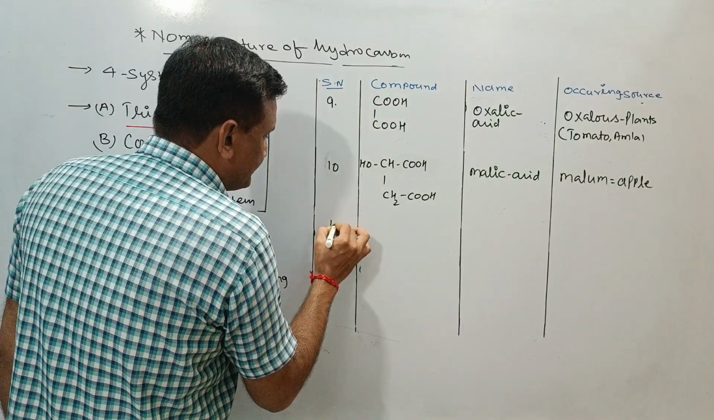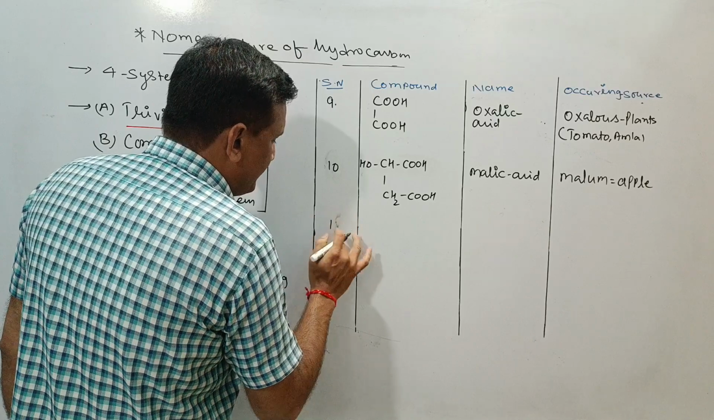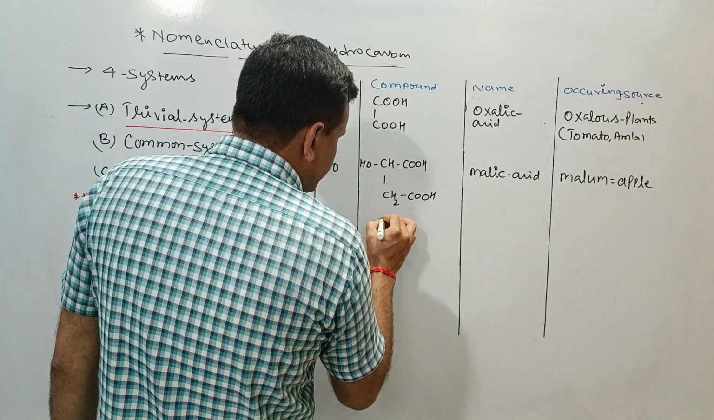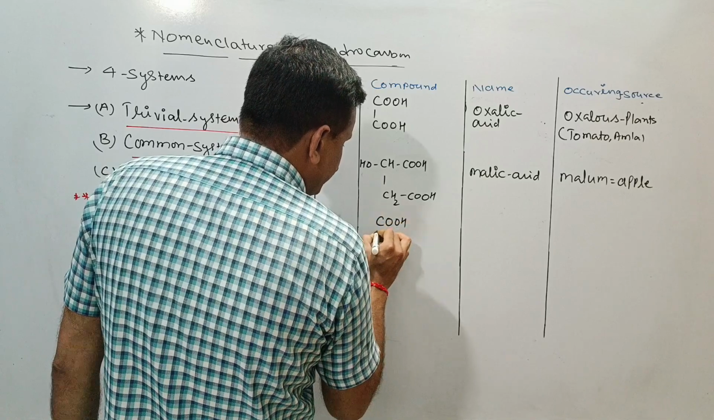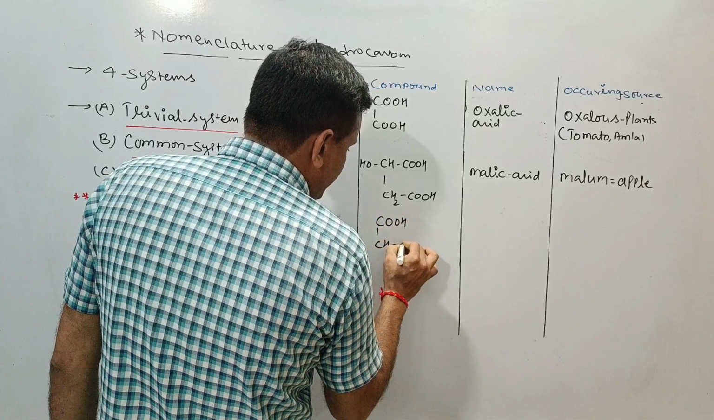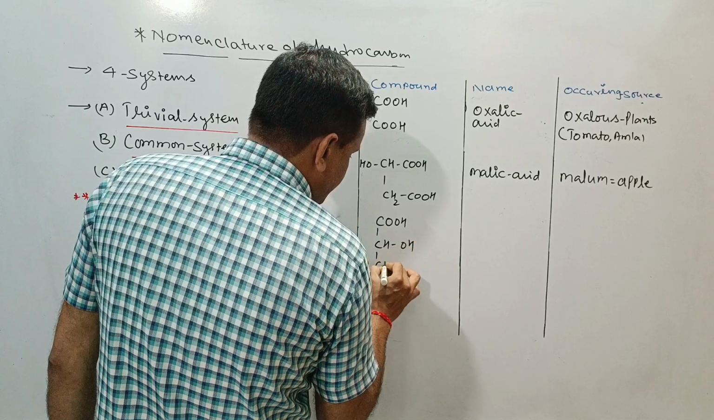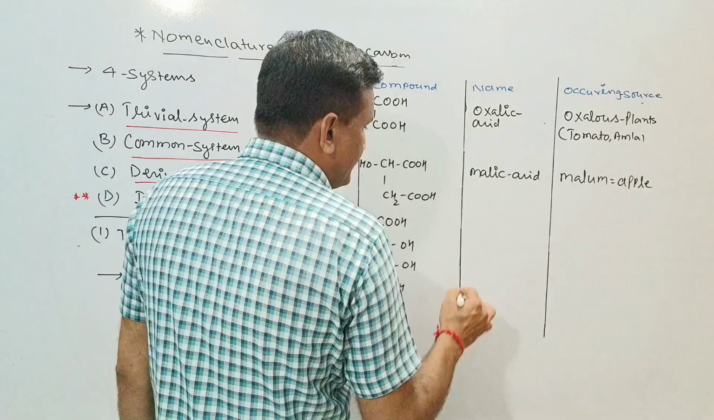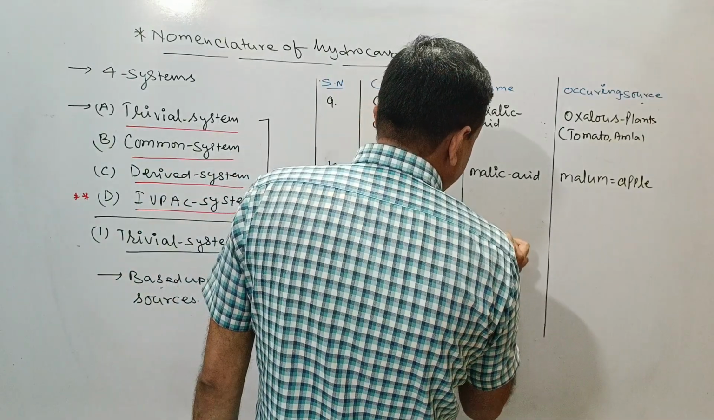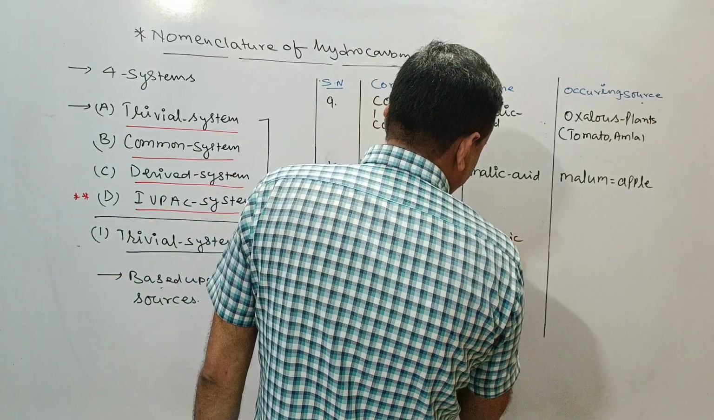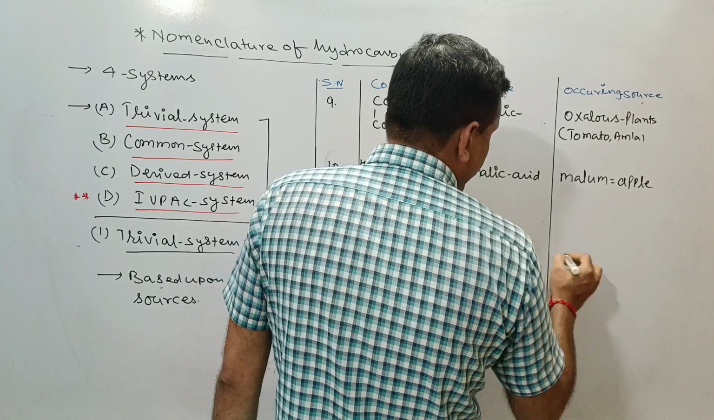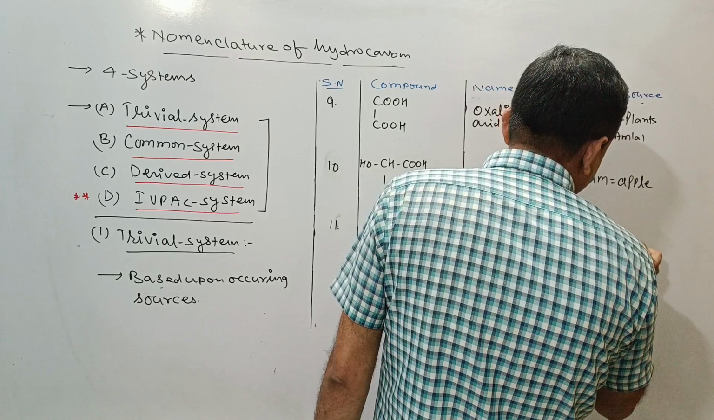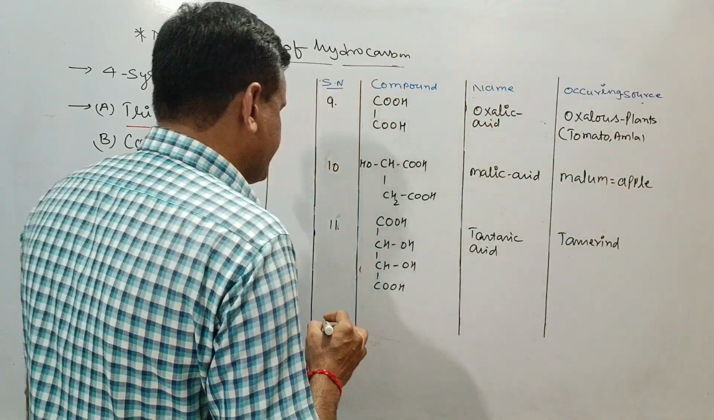Further we can take the 11th compound regarding carboxylic acid, that is COOH. This is CHOH, this is CHOH, and this is COOH. It is called tartaric acid. Tartaric acid can be obtained from the tamarind. Tamarind से एक्सट्रैक्ट कर सकते हैं इसको.